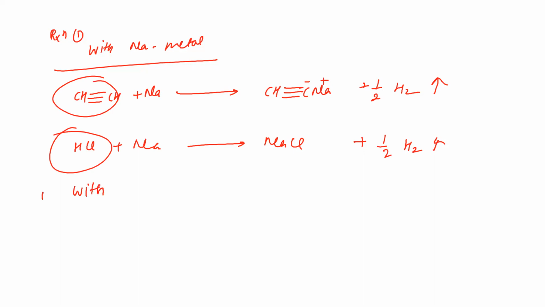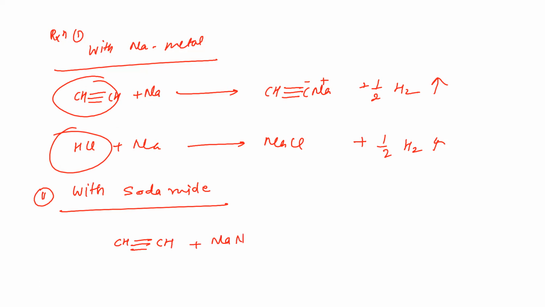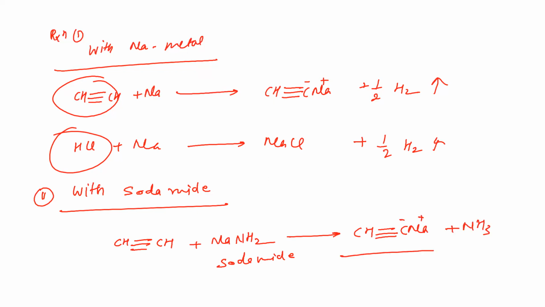The second reaction we are talking about is with sodamide. You can treat these things with sodamide also, and it will release ammonia. So here is CH triple bond CH, and then you are treating with sodamide, NaNH2. What compound are you going to get? CH triple bond CNa plus NH3. So the salt is getting formed now, student, and that explains that it is acidic in nature. This is the point we are having.